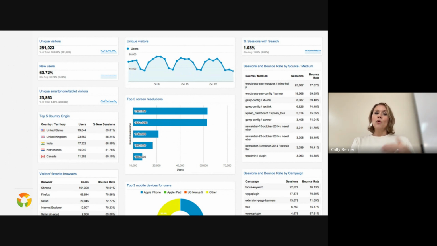Okay, so then the top screen resolutions, I think I talked about that in a previous video. You would want to know your users and what devices they're using, what the screen resolution is, to make sure that your site is optimized and displaying the right way. And then the top 3 mobile devices are broken down here. Number of sessions with search. You can see what different things people were using to get to that. I'm just showing you that maybe here was a banner ad and that many sessions came as a result of a banner ad, but they have a pretty high bounce rate.